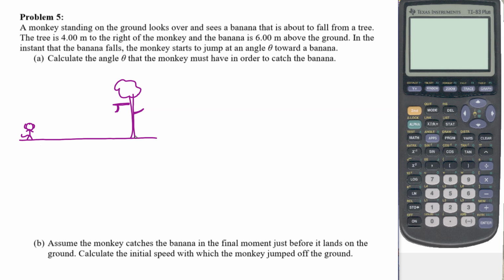Okay, so she sees the tree, she sees the banana is about to fall from rest. The tree is 4 meters to the right, and the banana is 6 meters up. My picture is horribly inaccurate. That's okay. 6 meters should be taller, but c'est la vie. All right. In the instant the banana falls from rest, the monkey starts to jump at an angle theta toward the banana.